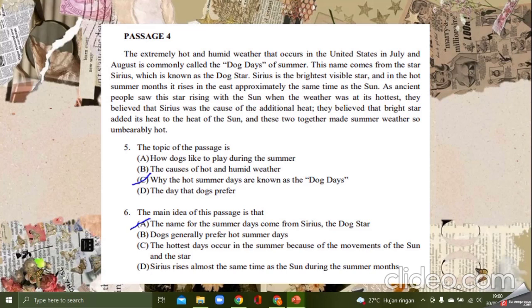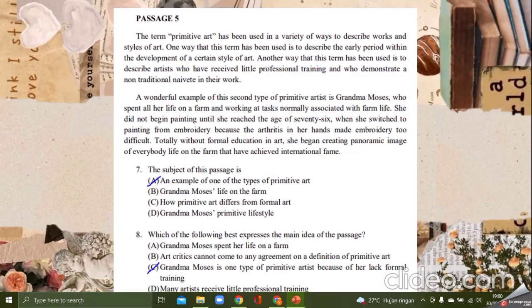The question is, the topic of the passage is C, why the hot summer weeks are known as the dog days. And the next question is, the main idea of this passage is that the answer is A, the name for the summer days comes from Sirius, the dog star. Passage 5.